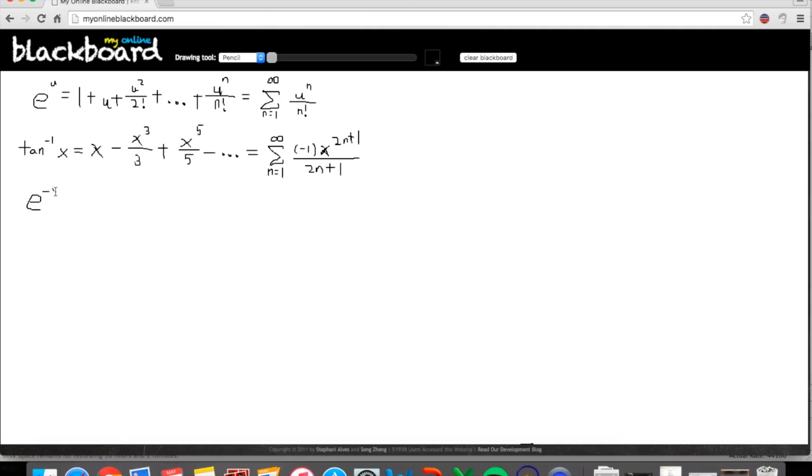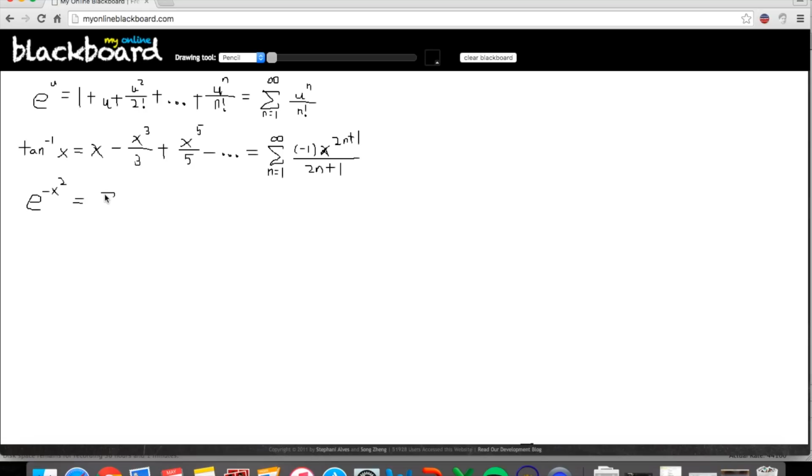We have e to the negative x squared, which is an interesting function because if you watched my Gauss's integral video, you'll know that the integral over the entire real plane is equal to radical pi. Anyway, so we have e to the negative x squared.